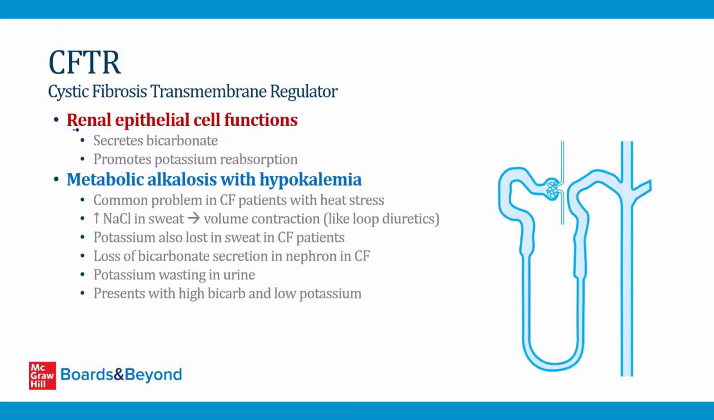And then finally, in renal epithelial cells in the kidneys, the CFTR, through a complex mechanism, promotes the secretion of bicarbonate so that bicarbonate goes out in the urine, and it promotes the reabsorption of potassium so that potassium is pulled from the urine. And it's important to understand these two effects because metabolic alkalosis with hypokalemia is a common problem in cystic fibrosis patients, especially in the setting of heat stress.